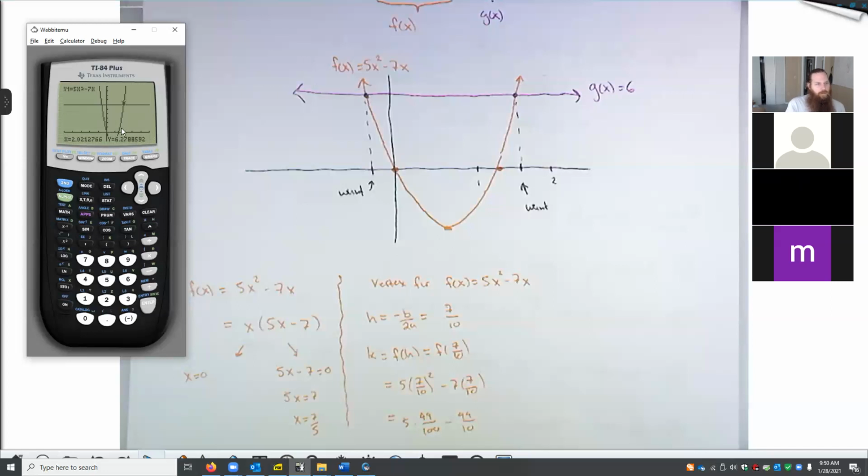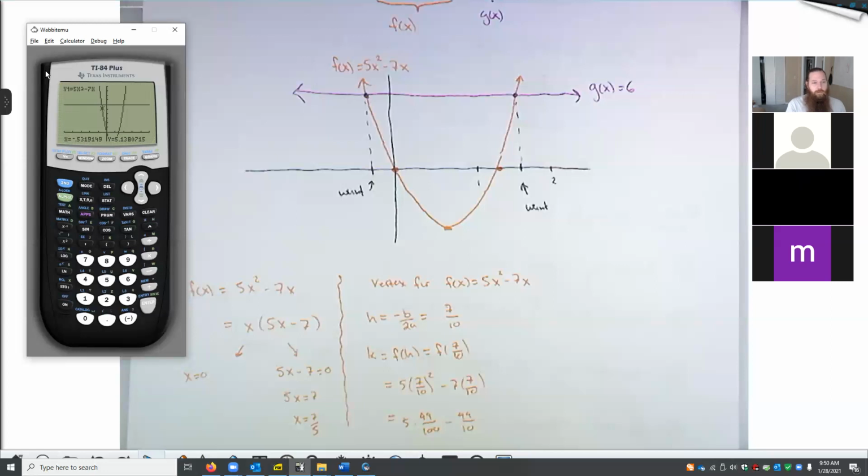Now, we might hope that this is positive 2 and that this is, I don't know, negative... what are we looking at over here? Negative 0.63. There's no chance for that to be an integer over there. So let me propose another solution method.